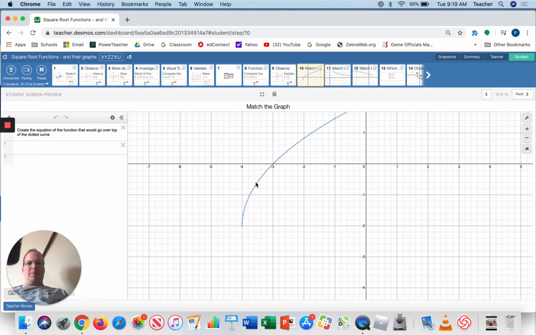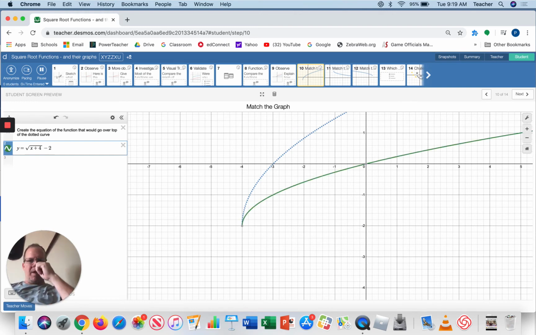So let's see what's happening here. So it looks like we moved, okay, we went to the left 4 and then we went down 2. Okay, so that's going to be y or f of x, either one, is equal to, to get the square root sign, you type SQRT and the square root sign pops up there, and it's going to be x. Okay, so I'm going to go plus 4. All right, so that moves it to the left 4, and then outside of the radical, I'm going to put minus 2. Okay, so that knocks me down 2.